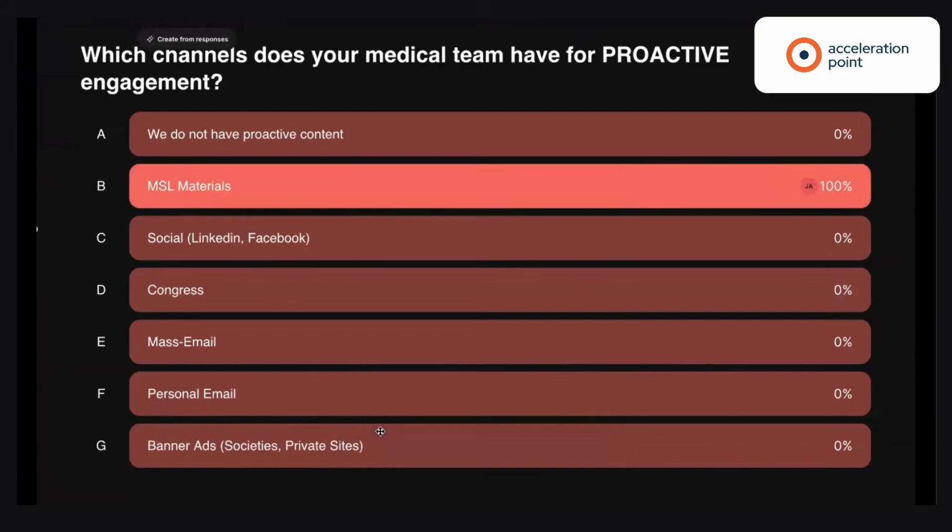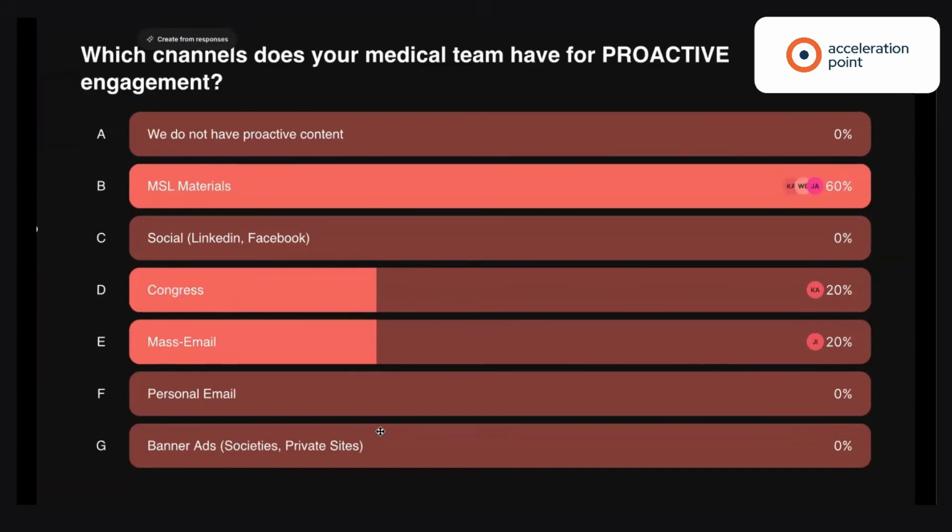Using B, so MSL materials, definitely. I mean, that's where most people will start, right? Does anybody else have proactive approved content, or are you struggling with even getting proactive approved content? Okay, you've got proactive emails that you're doing. Excellent. Mass email, MSL materials, Congress. Okay. Yeah, so this is great, right? This is where people start, right?